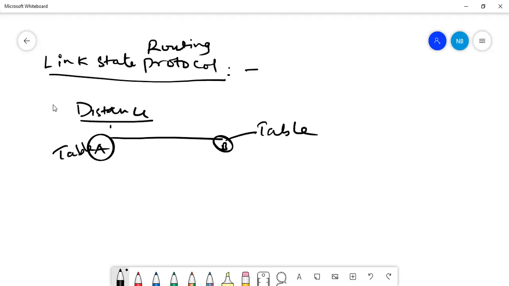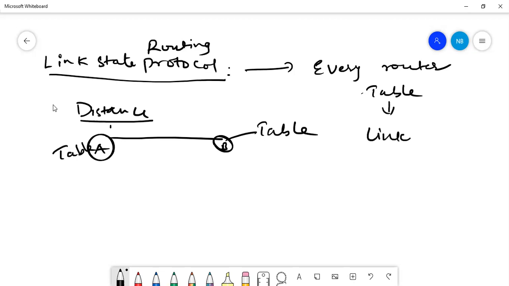Now, whereas in link state protocol, every router will have a table. Every router will have a table of information regarding links and the status of the links, and so on.